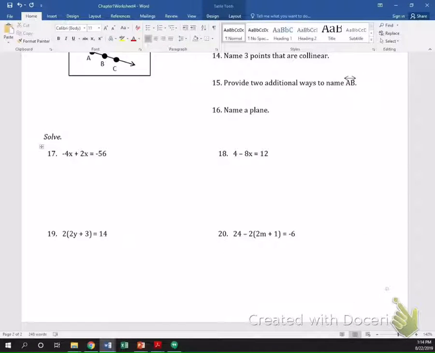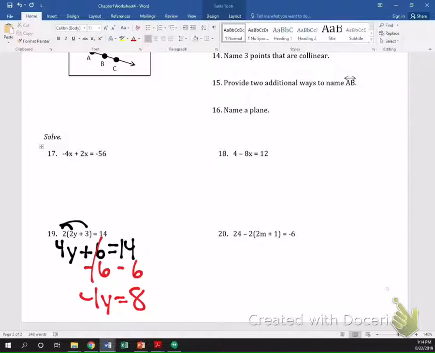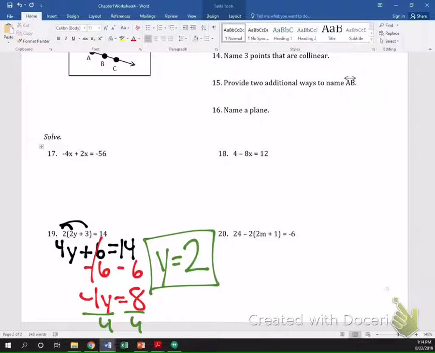We have a set of parentheses with the number out front, so we're just going to distribute. So that's 4y plus 6 equals 14. Good. 4y equals 8. Good. And then divide. Y equals 2. 8 divided by 4 is 2.